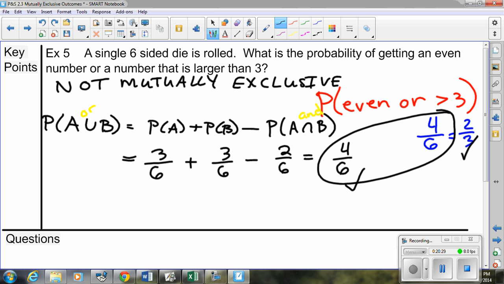We could do it with a Venn diagram. We could do it by listing the sample space. We could do it by using a formula. We have multiple strategies.